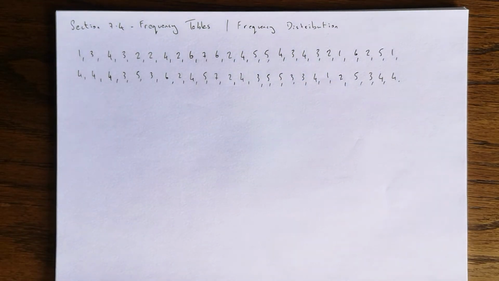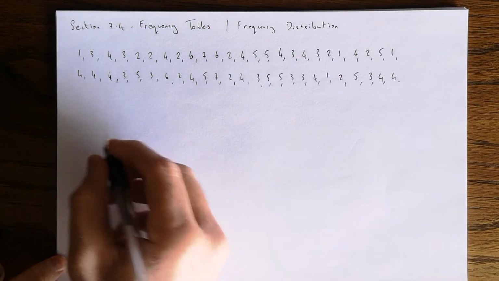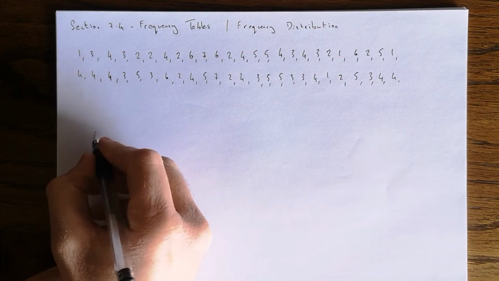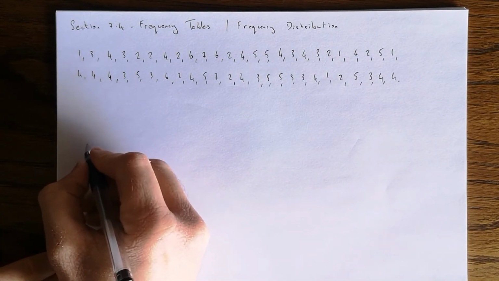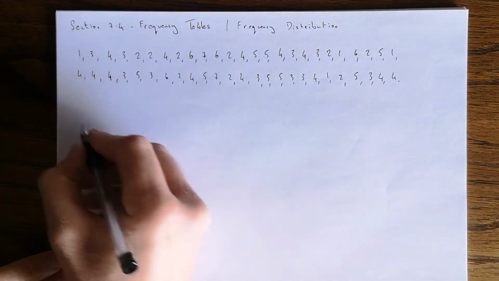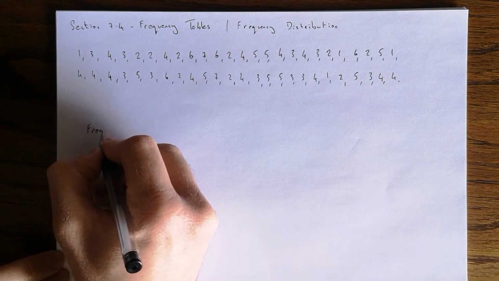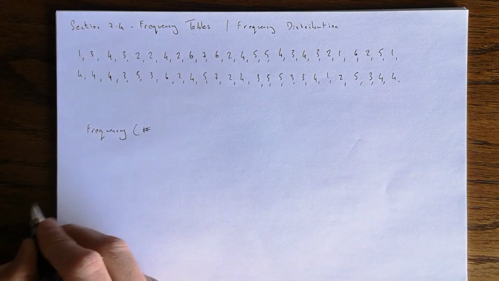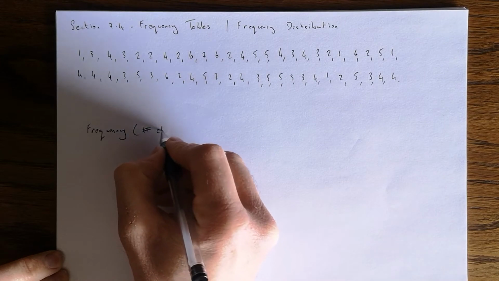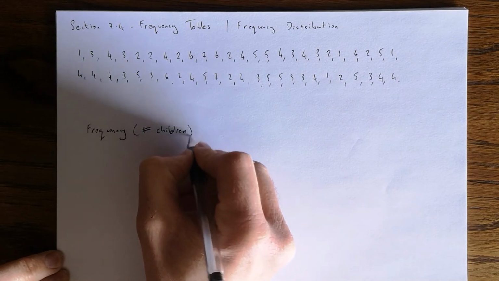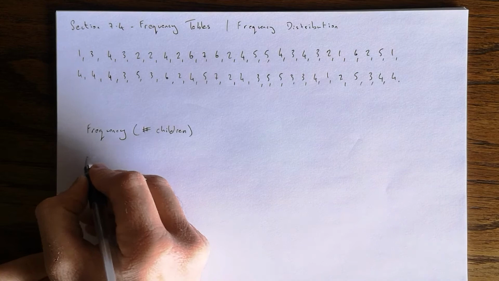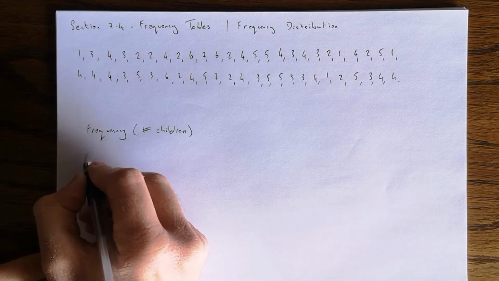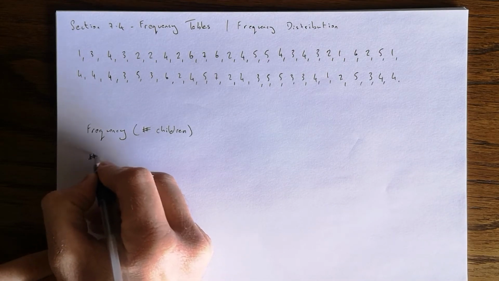So instead of leaving the information like that, we can put it into what's called a frequency table or a frequency distribution. So what they look like are these. Let's say we'll have two rows. So frequency, which is the number of children. I'm going to use the hashtag for the symbol for number. So number of children, and then number of families.